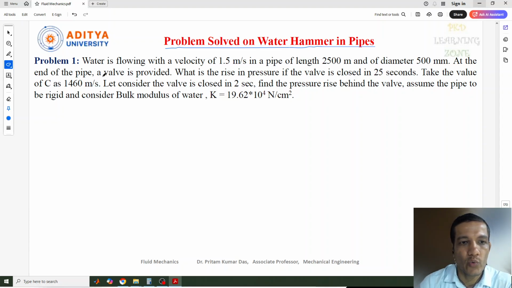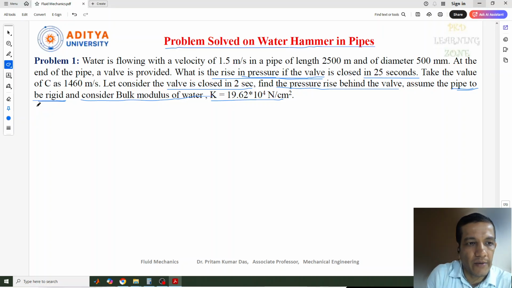In this question, actually two things need to be identified: when the valve is closed within 25 seconds, and another one is when the valve is closed in 2 seconds. And for this we need to find out the pressure rise. We need to find out the pressure rise in the water, and here also we need to find out the pressure rise behind the valve, by assuming the pipe is rigid. So this is another condition actually, and consider the bulk modulus of water, this value is given. Anyway, let's start the problem here.